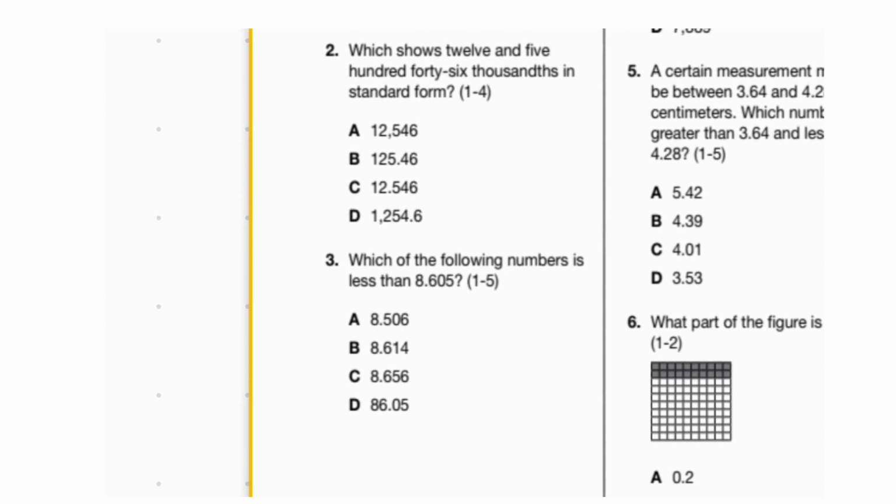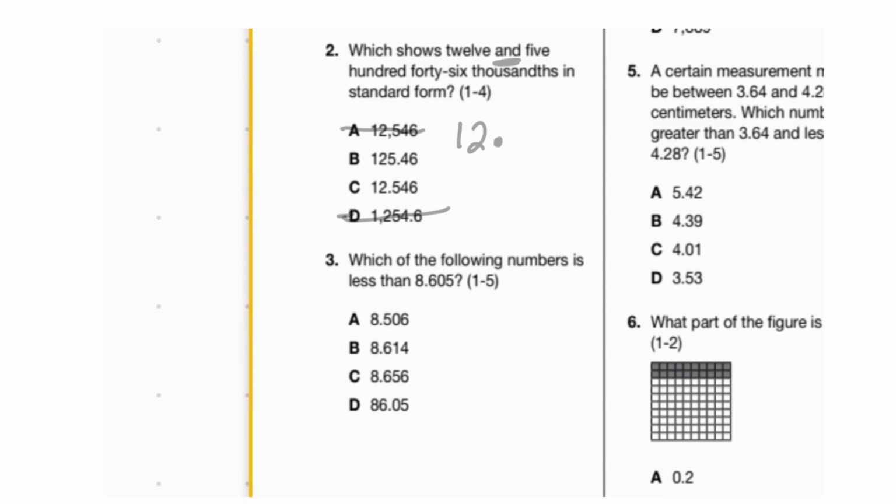Looking at number 2, which shows 12 and 546 thousandths. The word "and" lets us know it's going to be a decimal. So it's not a thousands. So you'd make sure this doesn't have a 12 and then a decimal. This has 12,000, so that wouldn't be it.